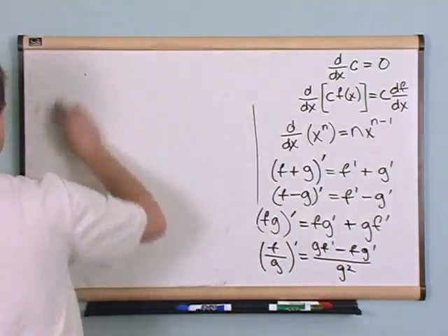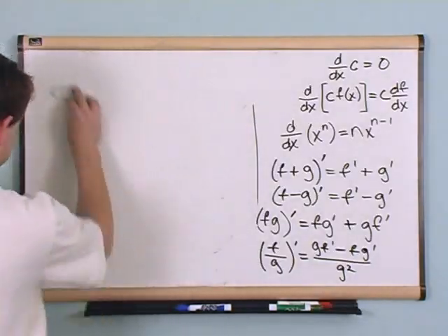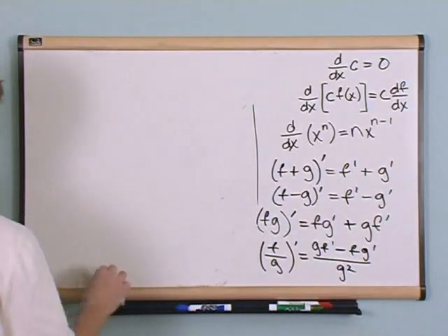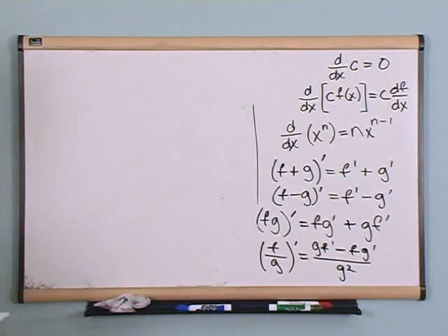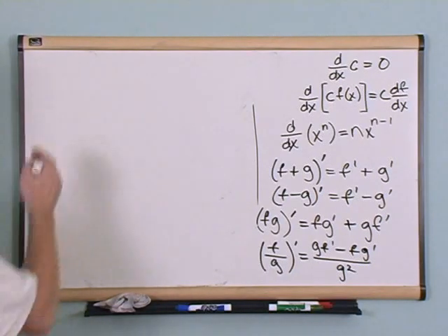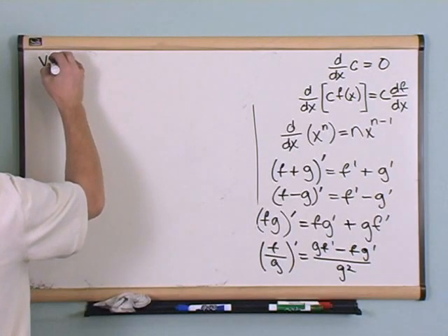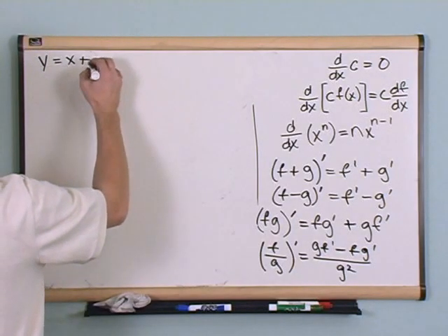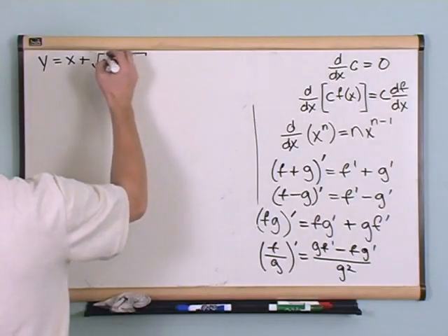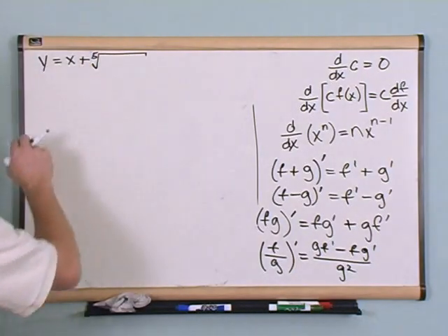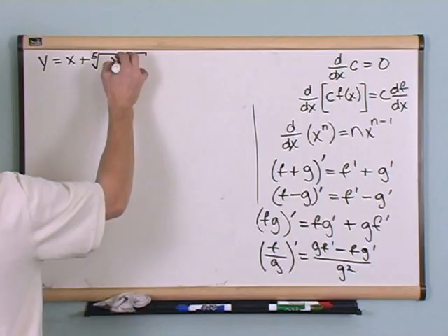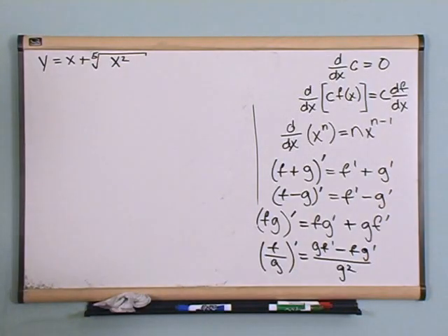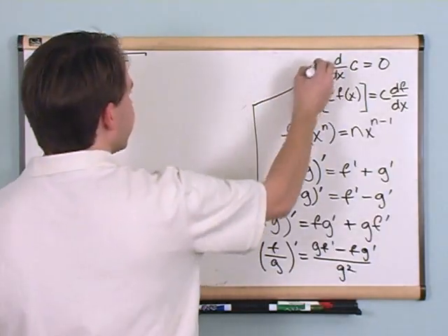Okay, I want to do a couple of quick other problems here, just to kind of drill this stuff in. What if you have y is equal to x plus the 5th root, that's what I mean by the 5 up here, of x squared? Okay. What do I mean? How do I take the derivative of this?